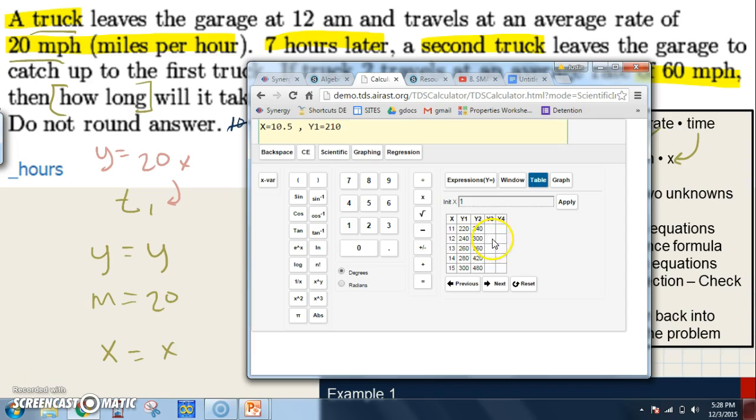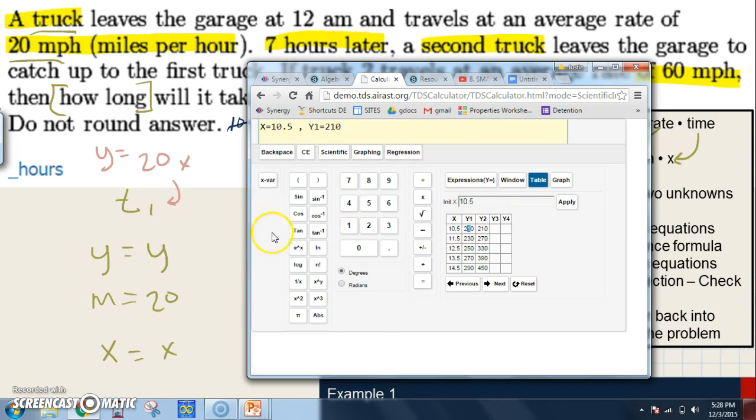So I'm going to just type in 10, and then where's the point? 0.5. And this will change the units in the x to 0.5s. So 10.5, where's the double value? Okay, here it is. So we've found the solution to this. When x is 10.5, both of the y values are 210. So we know that 10.5 is our time, and we know that 210 is our distance.